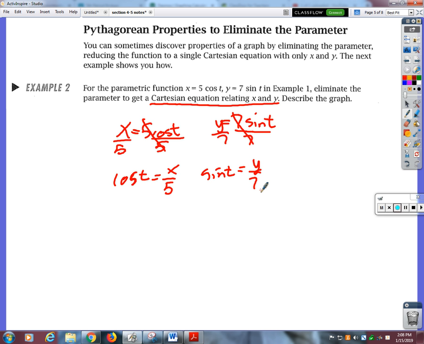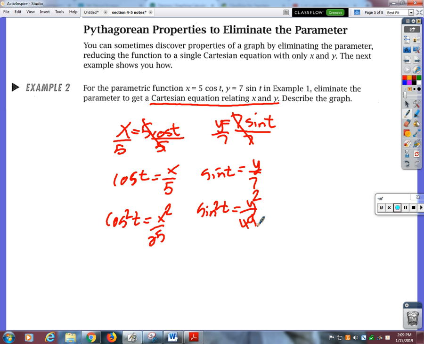Okay? I'm going to square them both. So cosine squared equals x squared over 25. And then sine squared equals y squared over 49.